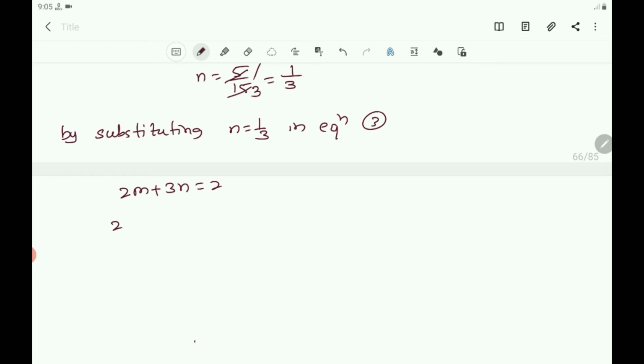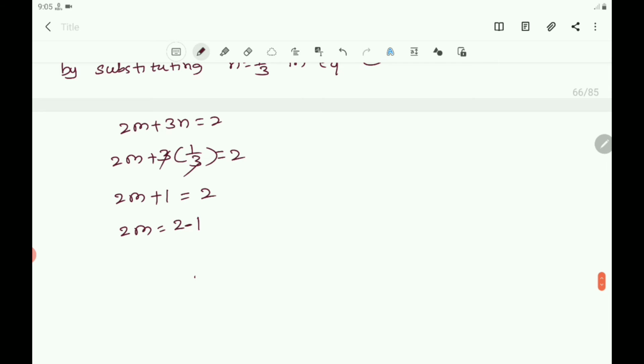So you write 2m plus 3 into 1 by 3 is equal to 2. The 3 cancels here, that is 1. So 2m is equal to 2 minus 1, that is 2m is equal to 1. So you got m is equal to 1 by 2.